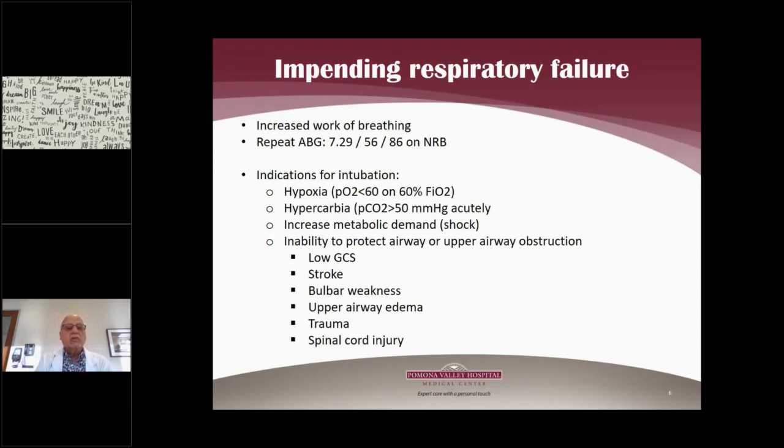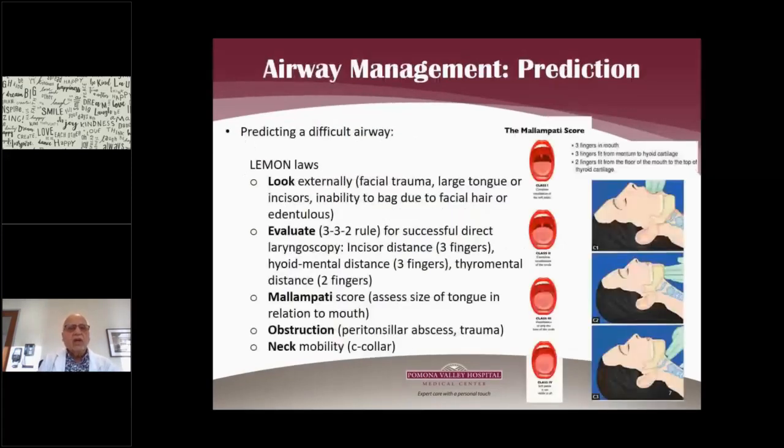An acute stroke where sensorium is severely impaired, and bulbar weakness, especially in cases with neuromuscular diseases, where there may be increased bulbar weakness, or a brainstem stroke, would also lead to it. Upper airway edema is another condition, and trauma, and of course spinal cord injury. So all these conditions can progress, besides others, so that the patient requires mechanical ventilatory support.